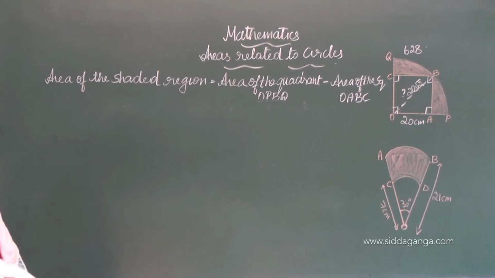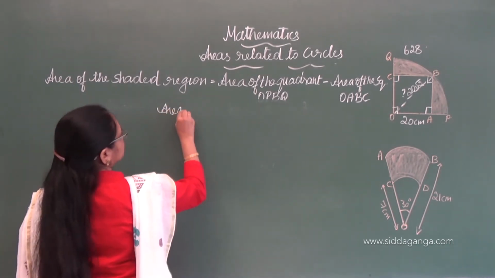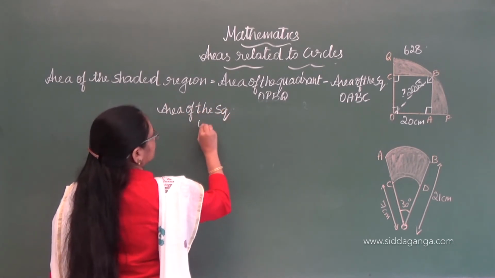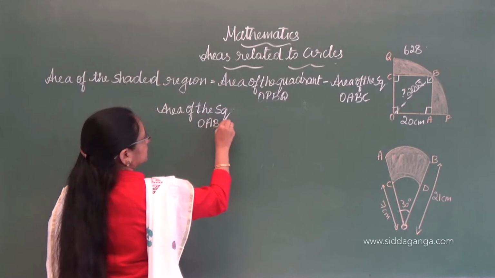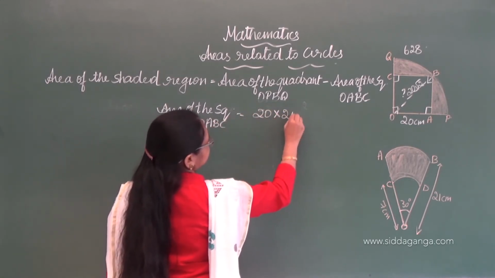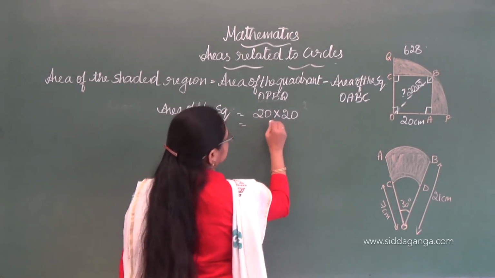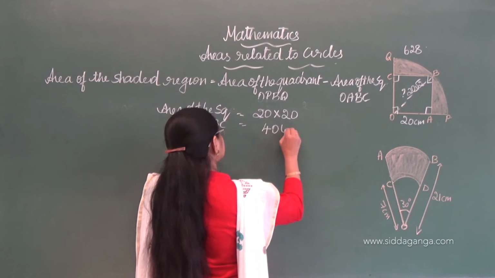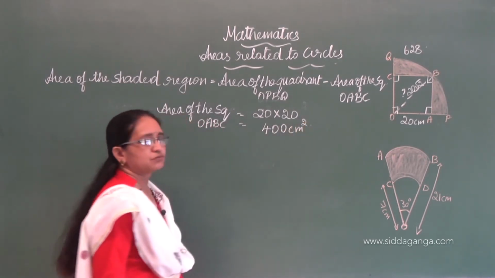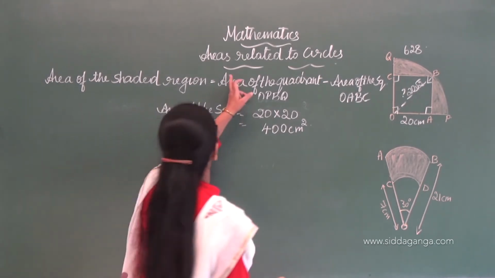Now, area of the square OABC. You all know 20 into 20, side into side, correct formula? So, 400 centimeter square. Now what is the next step here?